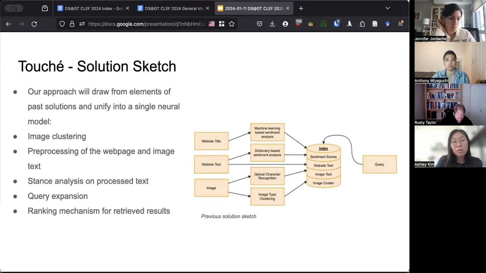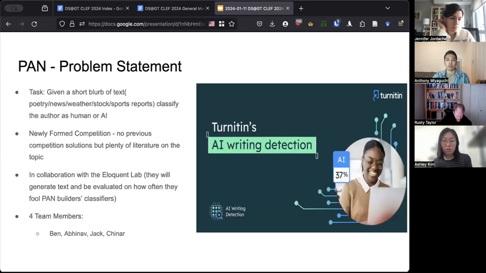That would be query expansion. And then obviously there's a ranking mechanism for retrieved results. So you might return maybe 100 results, then you need to cut that down to 10. So how could you do that with a re-ranking mechanism for, you know, what's the 10 most on topic, the 10 pros, 10 cons, and things like that. So I think the PAN topic is on the next slide.